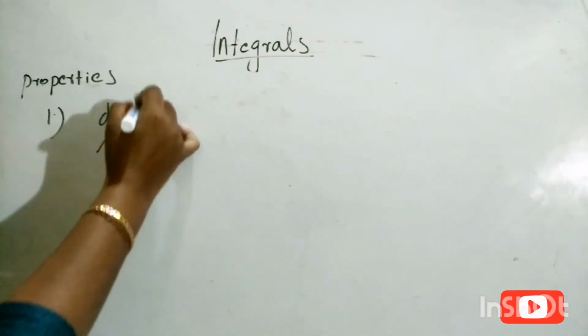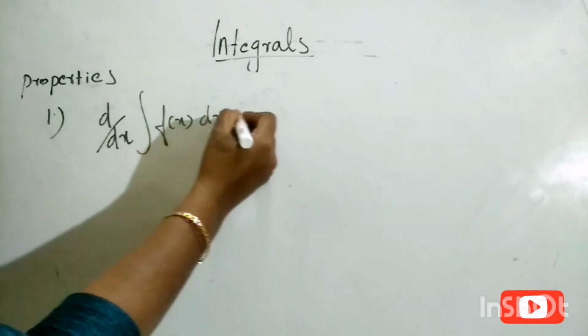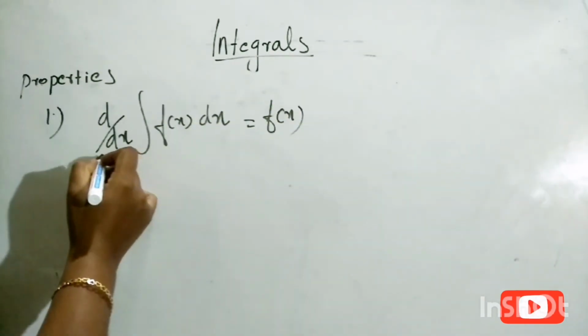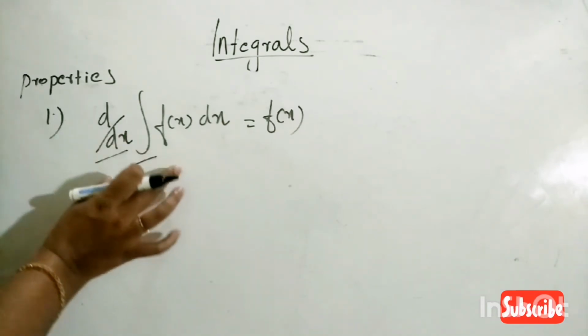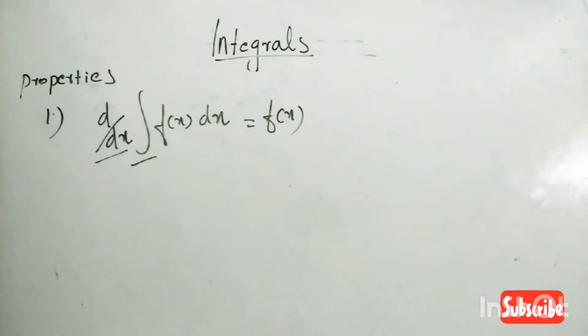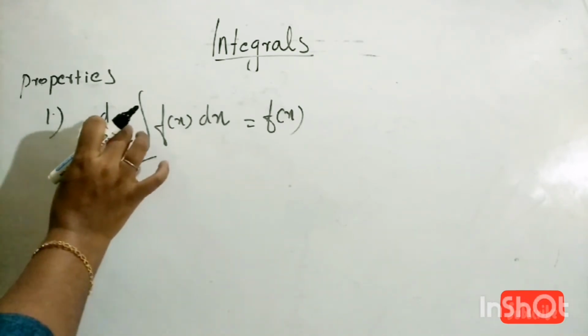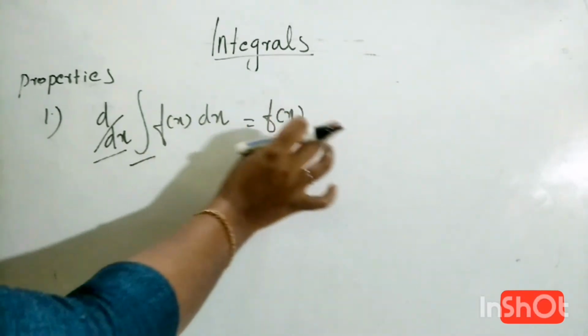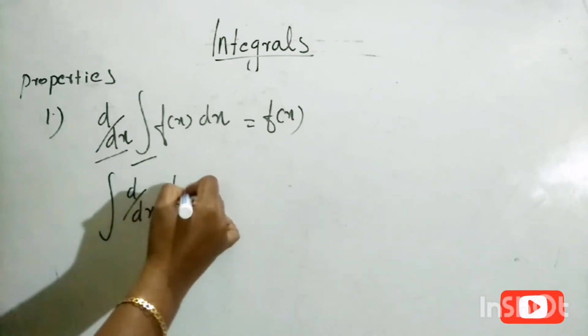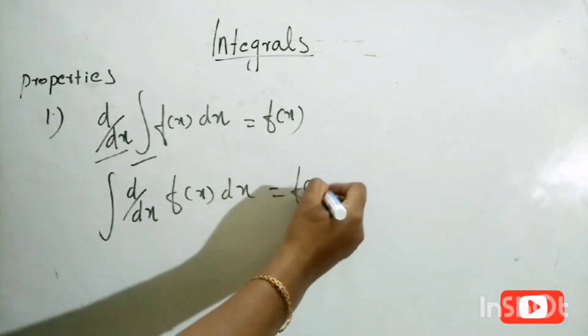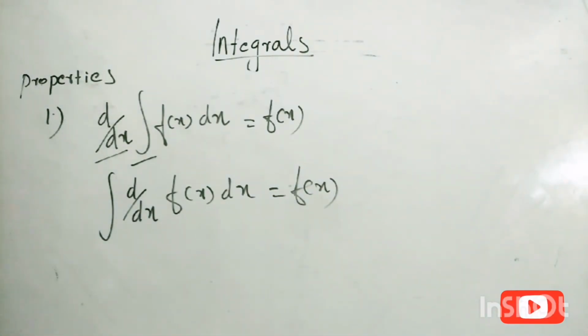That is, d by dx of integral f of x dx is equal to f of x. That means if a derivative and an integral come together, they get cancelled. If you have derivatives and integrals together in one problem, then they get cancelled, and we get f of x. And integral d by dx of f of x dx is also equal to f of x.